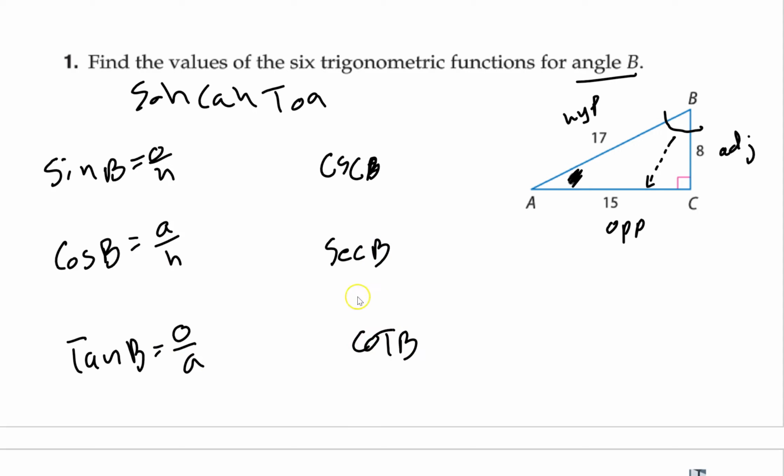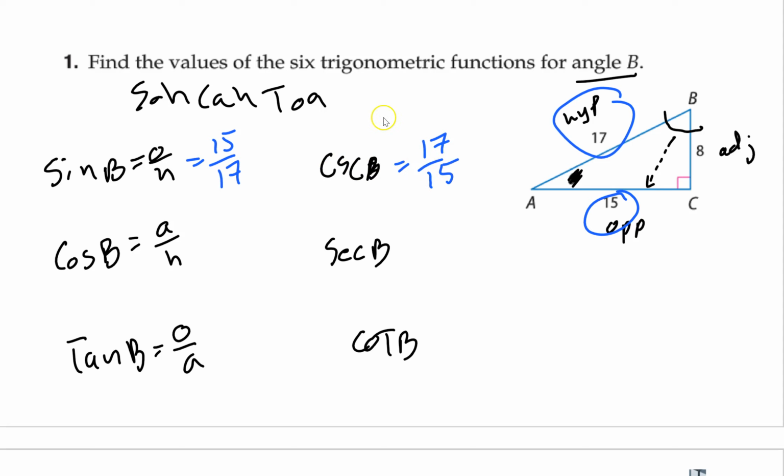Now I'm not always going to write it like this. You're going to have to find it yourself, or I might write it and mix it up for you just to mess with you. But anyway, let's do sine. Sine is opposite over hypotenuse, so it's just 15 over 17. And since I know sine, cosecant is hypotenuse over opposite, so we just flip it and leave it like that.